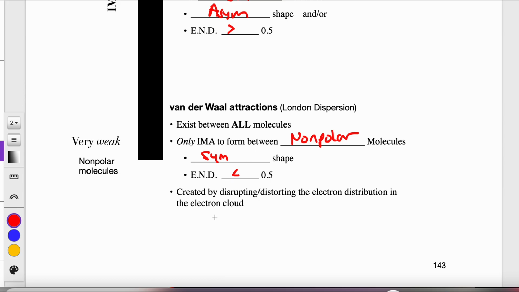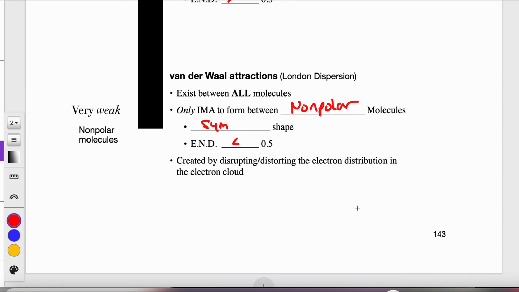And this type of attraction is created by disrupting or distorting the electron distribution in the electron cloud. And this is temporary. It is a temporary distribution, because when two molecules move close together, they have these electron clouds. One electron cloud repels the other. And then when they move apart, it's able to go back and forth.